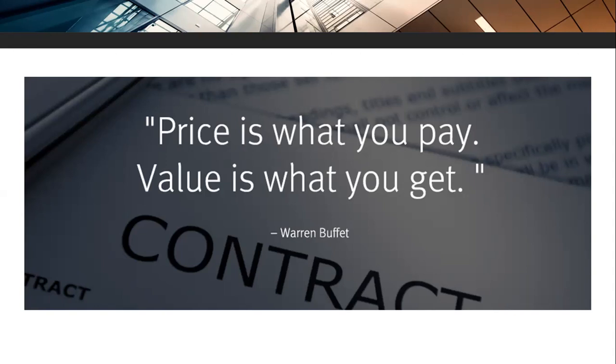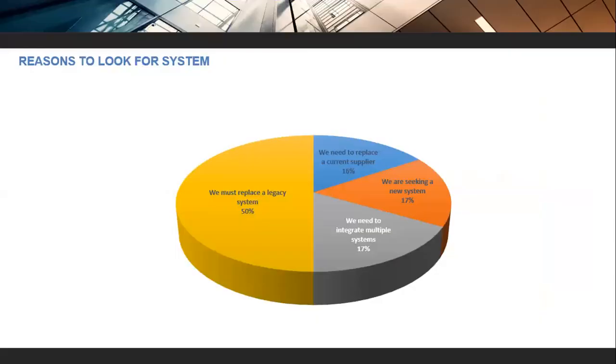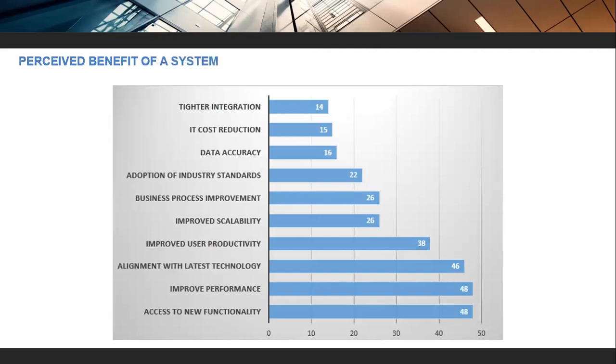We also introduced, in general, the solution of higher education as a sample and how the processes break down. Also, we talked about the reasons to look for a system and how some companies say we want to replace our legacy system. Some of them would say we need to replace our current supplier because the supplier is not doing a good job, and there are other reasons. It could be a combination of reasons, or we need to integrate multiple systems. And we spoke about the perceived benefit of a system. These benefits should be presented to the management, CIO and CTO in order for them to make the decision to invest in a new software, a new solution, or keep the current solution.